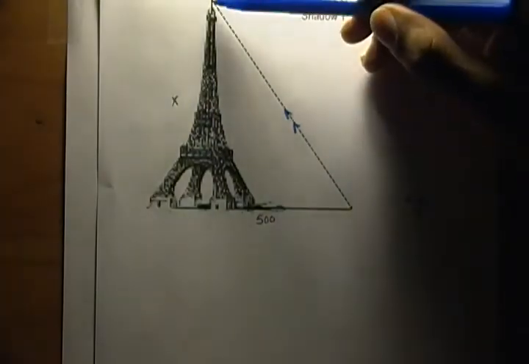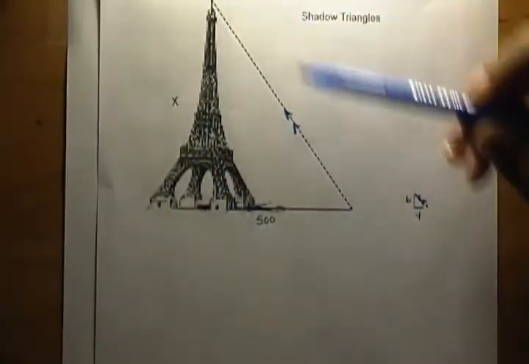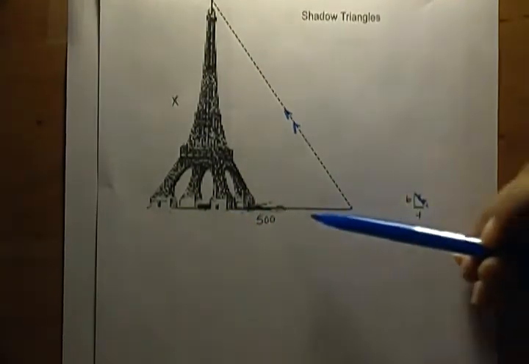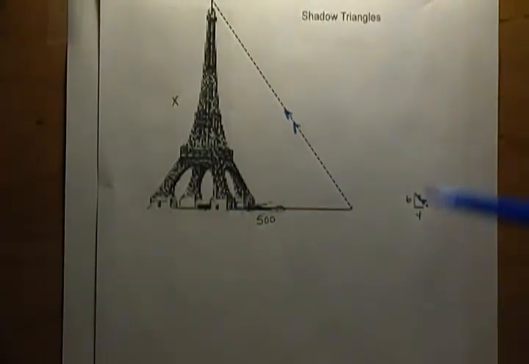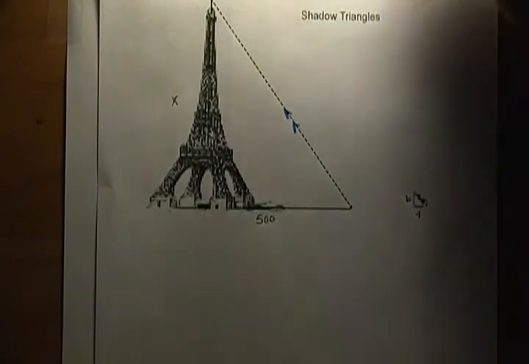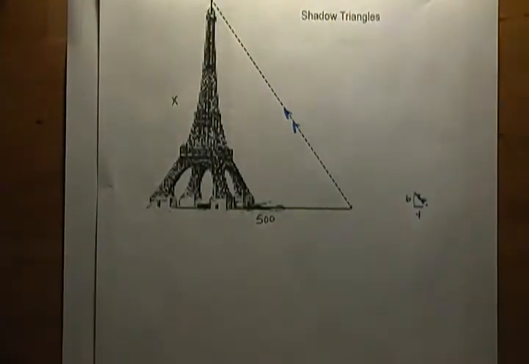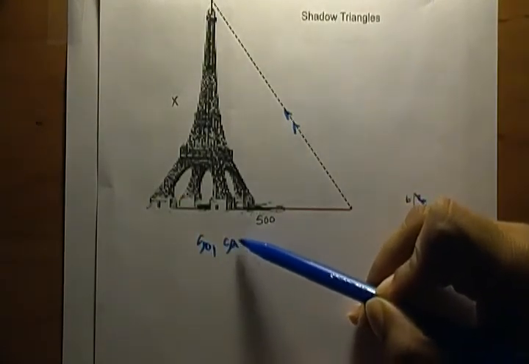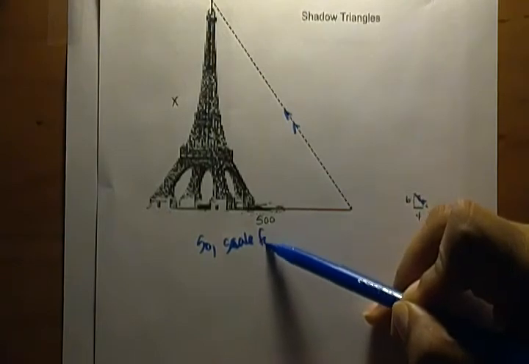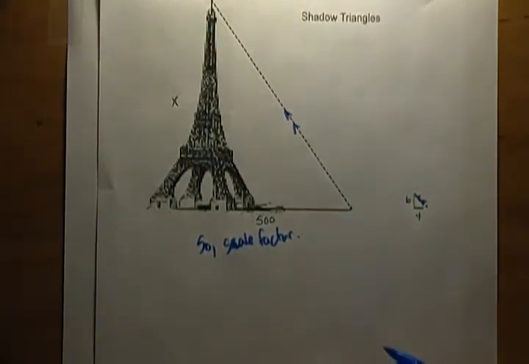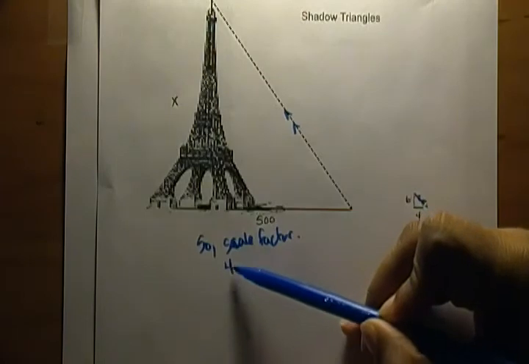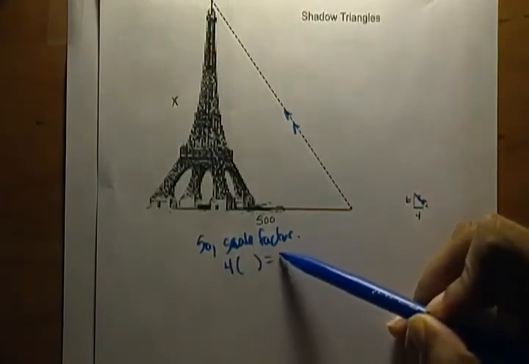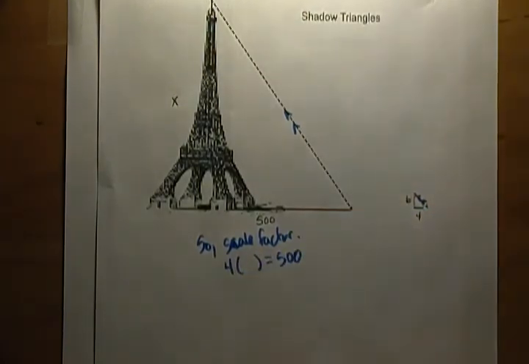Okay. We're trying to find the height of the Eiffel Tower. The shadow of the Eiffel Tower is 500 units. The height of the person is 6 units, and their shadow is 4 units. And again, the sun's rays are parallel. So if we're looking for the scale factor, that means 4 times some number gave us 500.